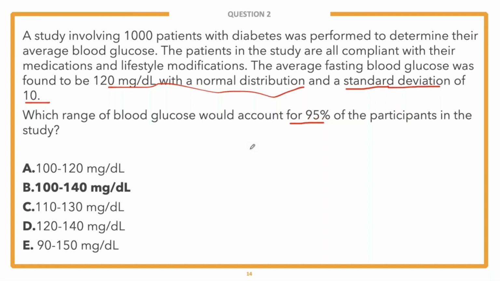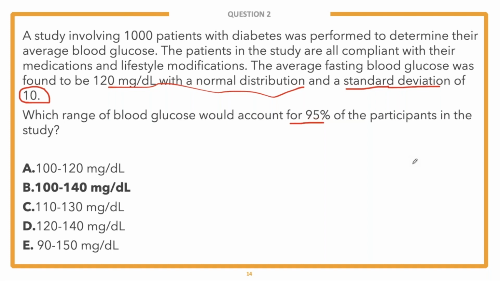In this case, where am I getting these numbers from? Standard deviation is 10. So 1 standard deviation is 10 times 1. So plus 10 minus 10. 2 standard deviations is 10 times 2, 20, plus 20 minus 20. And 3 standard deviations is 10 times 3, 30, plus 30 minus 30.